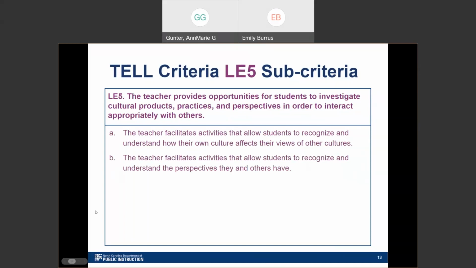B is very similar, where the teacher facilitates activities that allow students, and then this time it's to recognize and understand the perspectives they and others have. When we talk about the 3 Ps, the products, practices, and perspectives, perspectives are the values that are associated with cultural beliefs and actions. And so we don't want to forget how important those perspectives are and what people are learning about culture and the beliefs and values around the culture or any particular aspect of it when they're learning a language.